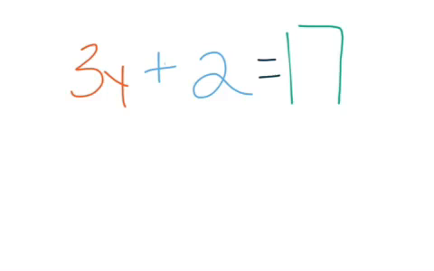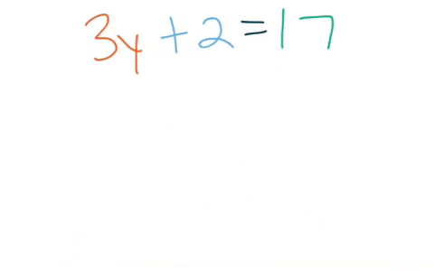Here we have 3y plus 2 equals 17. So notice we have some addition going on and some multiplication here with our letter right next to our variable. Don't let the two steps freak you out. You're still doing the same processes you've done before. And let's break that down.